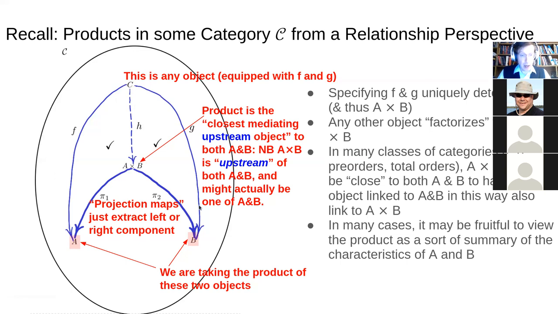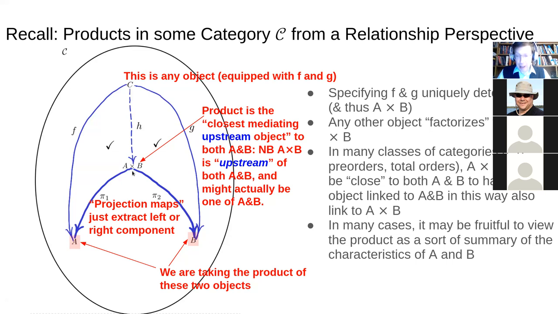In other words, C can get to A and B, but it can do so in a way that is factorized by, that's mediated by this. And I gave reference informally to this idea that when we compare A cross B to the co-product, it's helpful to think of their relationship to A and B. So these are the things we're trying to take the product of. And A cross B is upstream of them. I say that in the sense that the stream flows down from A cross B to A and from A cross B to B. So it's upstream of A and B.